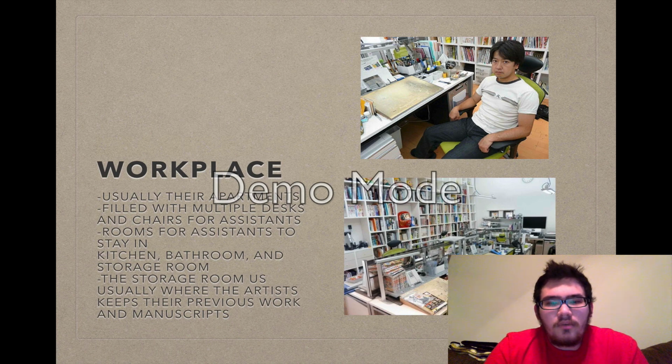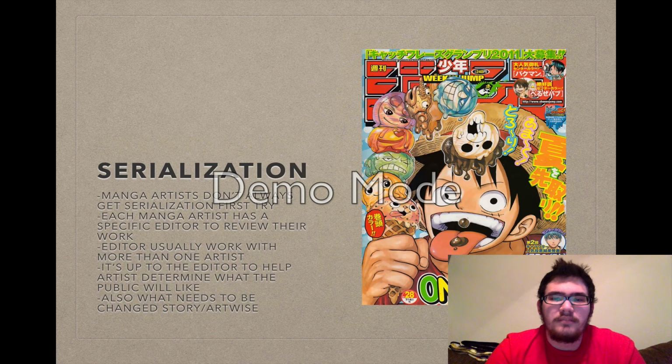The typical manga artist workplace is usually going to be their apartment. They're filled with a number of desks for the artist and for his or her assistants. They usually stay in the same room. They have kitchens, bathrooms, and storage rooms. And the storage room is usually where they keep all their supplies.